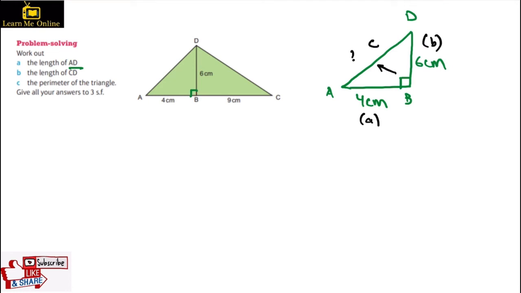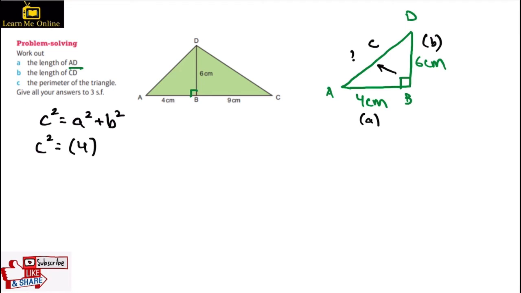So I've labeled A, B, and C first of all. Now, to find out any missing length of the right angle triangle, we know that we're going to use the Pythagoras theorem, which states that C squared equals A squared plus B squared. To use that now, I'm finding out C squared. The rest of the values I know.